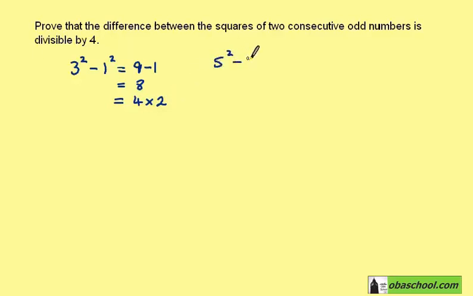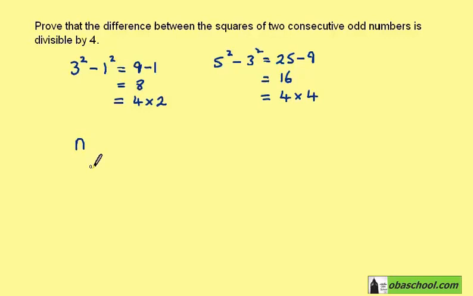We could do 5 squared take away 3 squared. That gives us 25 take away 9, which is 16, which is 4 times 4. Once again, divisible by 4. But of course, to prove it, we need to use algebra.